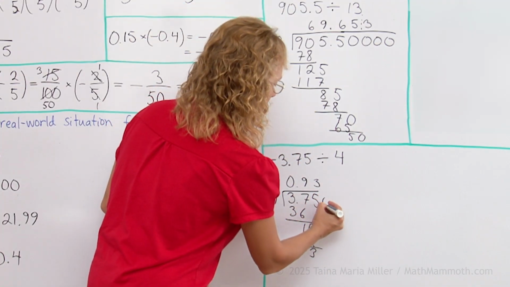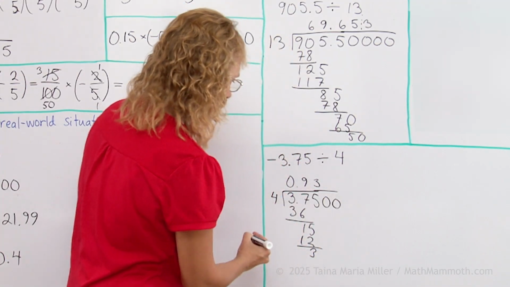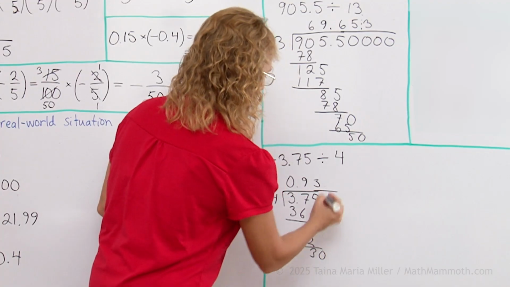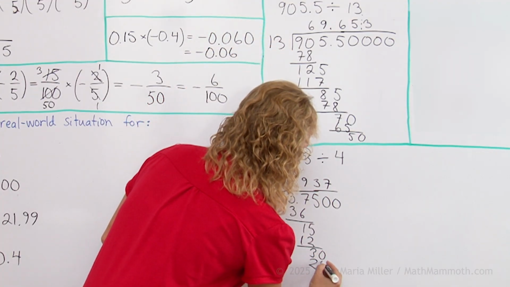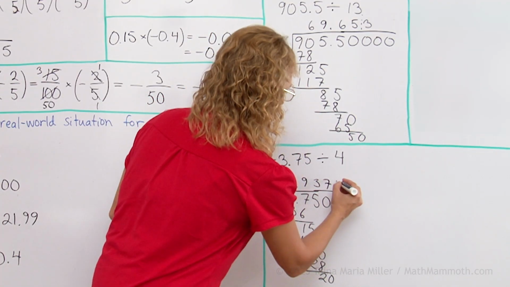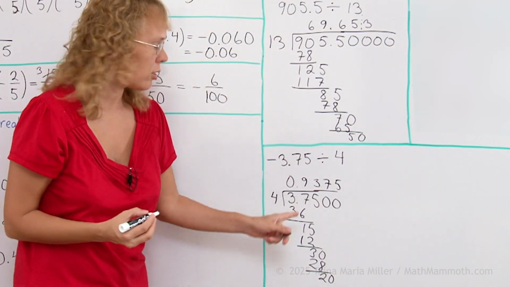And now I will continue the division, add some decimal zeros here. 4 goes to 37 times, we get 28, and then to 20. And now it was even division, so that's our answer.